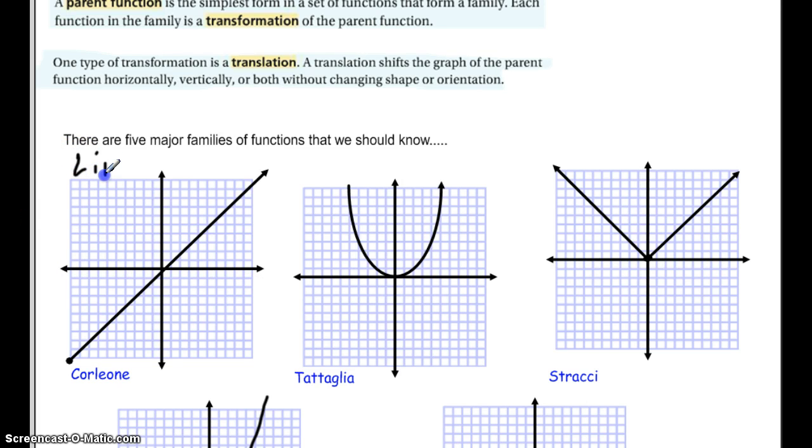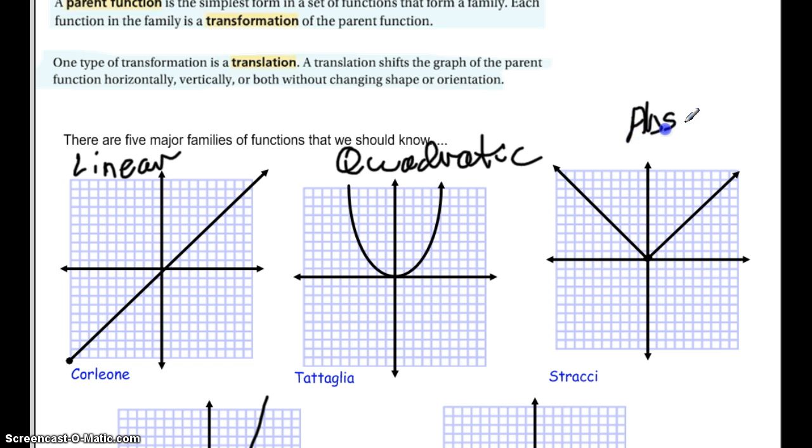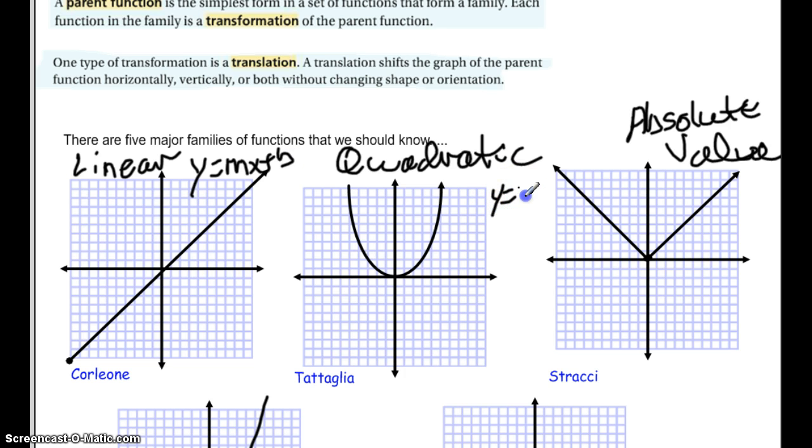Again, this is linear, this is quadratic, and this is absolute value. And this is going to look like, in essence, y equals mx plus b if you want to look at it like that. Quadratic, real simple, y equals x squared. And absolute value, real simple, y is going to equal the absolute value of x.